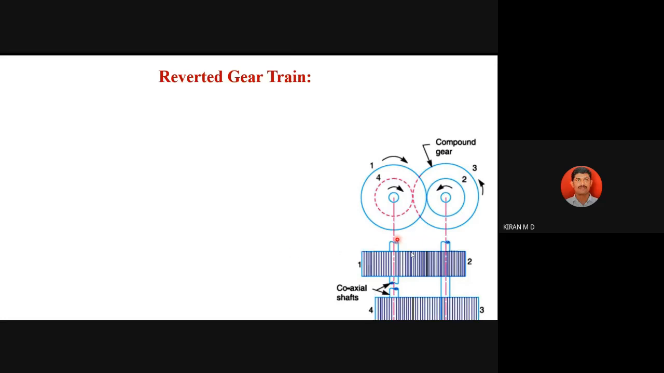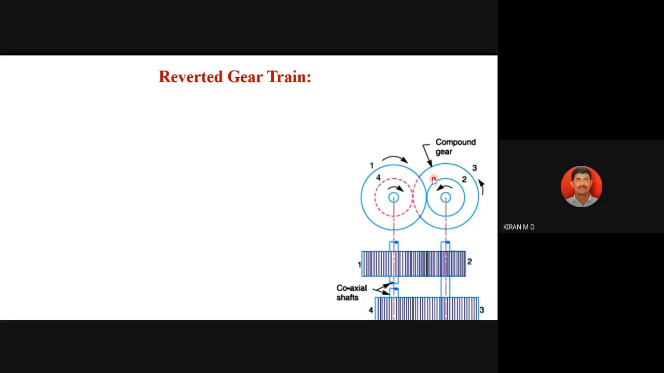When it is transmitting power, gear 1 will drive gear 2. Gear 2 is mounted on this shaft, and the shaft carries gear 3. When gear 1 drives gear 2, it will rotate the shaft, then gear 3 will rotate. When gear 3 rotates, it will drive the driven gear 4. The axis is the same.